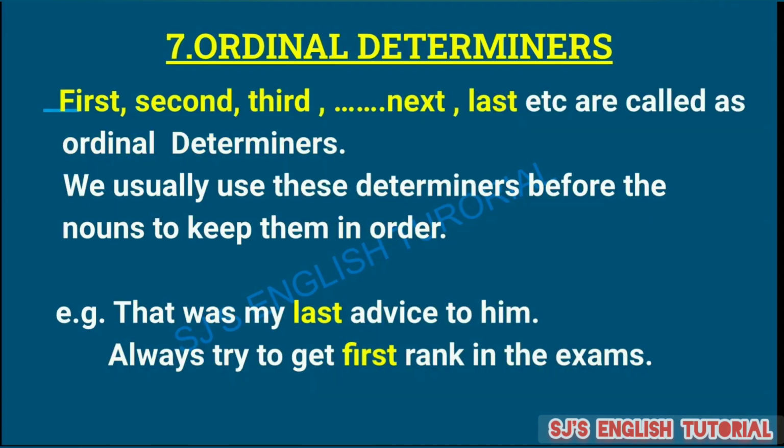Ordinal determiners. First, second, third, next, last, etc. are called ordinal determiners. We usually use these determiners before nouns to keep them in order. Let's have a look at the examples. That was my last advice to him. Always try to get first rank in the exams.